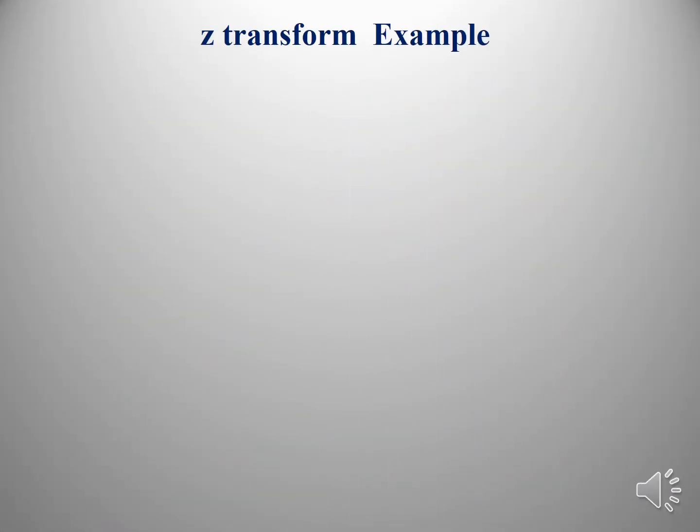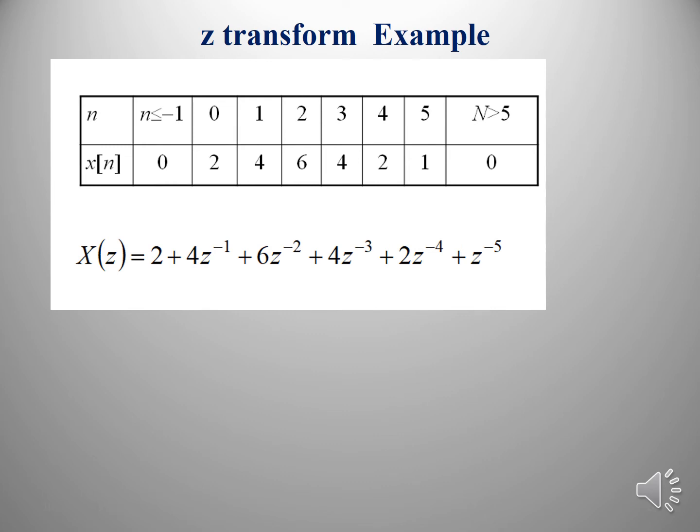Let us go on to understand a simple example of a Z transform, given a sequence x of n whose values are 0, 2, 4, 6, 4, 2, 1 for indices of n minus 1, 0, 1, 2, 3, 4 and 5. Such a case could be written as the Z transform is equal to, for negative values of n, we have seen that the value of x of n is 0.